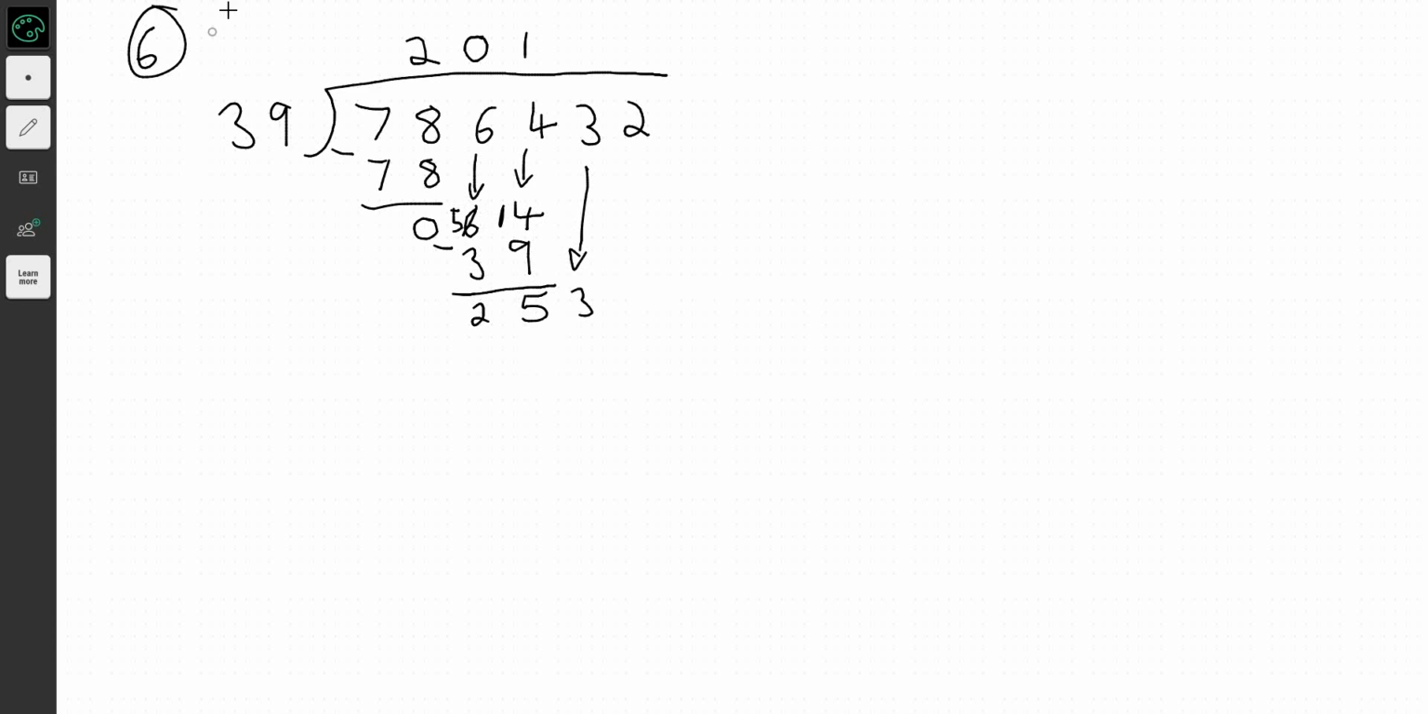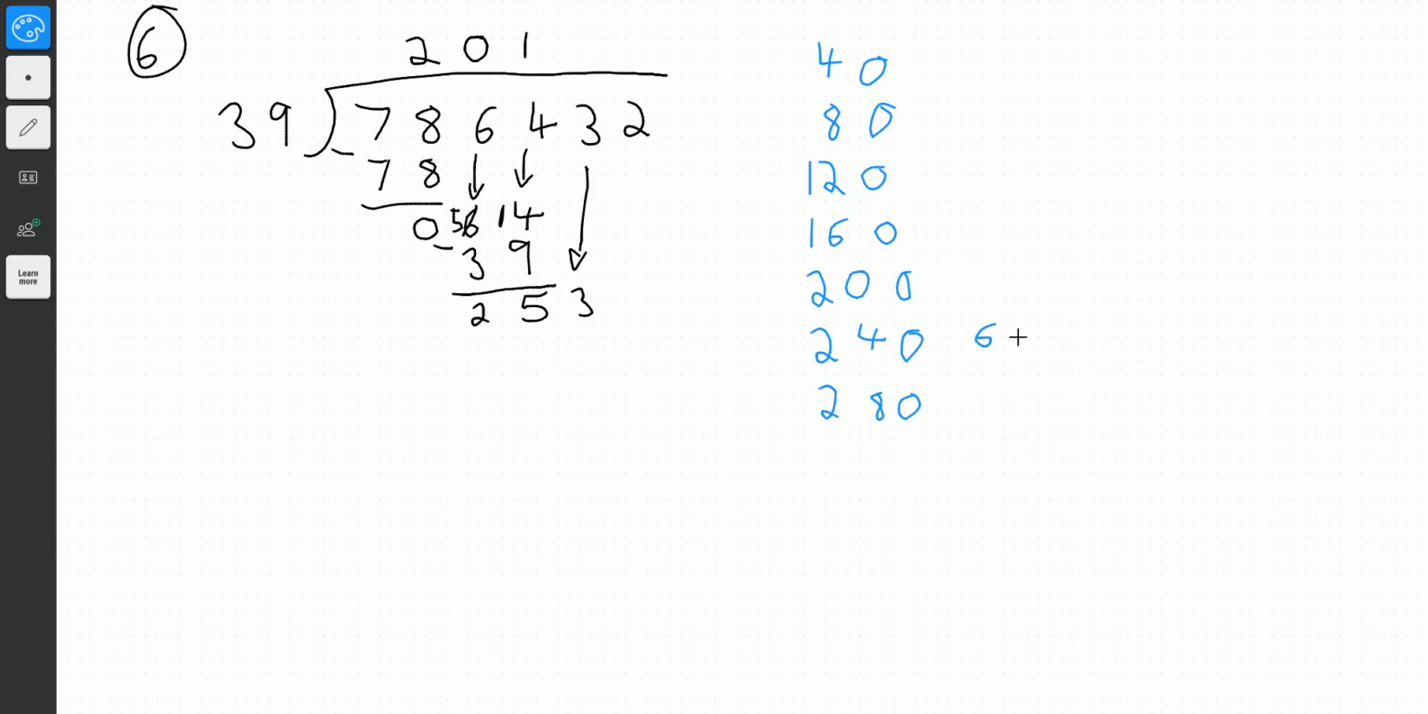Well, to help us with this, 39 is kind of close to 40, so I'm just going to write out the times tables of 40: 40, 80, 120, 160, 200, 240, 280. So 253, well, the closest you can get to that really is 240, which is 1, 2, 3, 4, 5, 6 times 40.